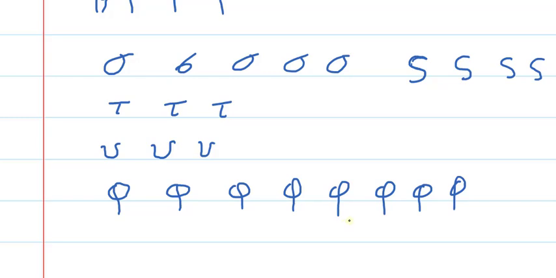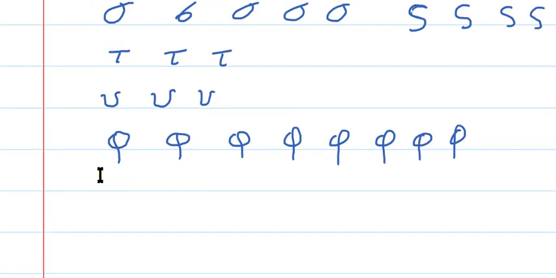So next we have chi. So what's the chi going to look like? It's going to look like an X. We're going to go below the line here. Okay. So to the right, pick it up, come down. Keep those two legs below the line. Okay. So chi.